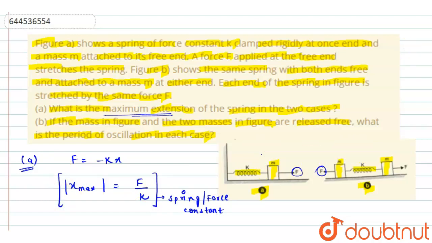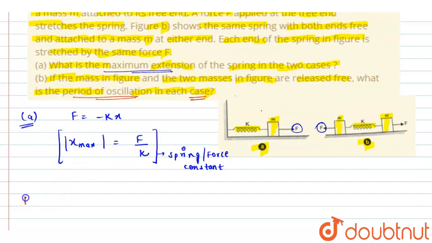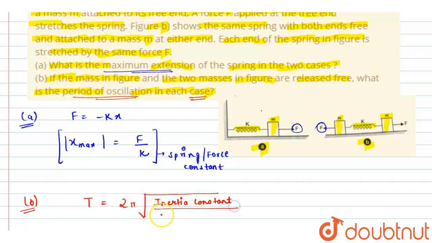Okay, now second we have to find the time period of oscillation for each case. So in part B we know that the time period of oscillation is given as 2 pi under the root, inertia factor or inertia constant, divided by the force constant.